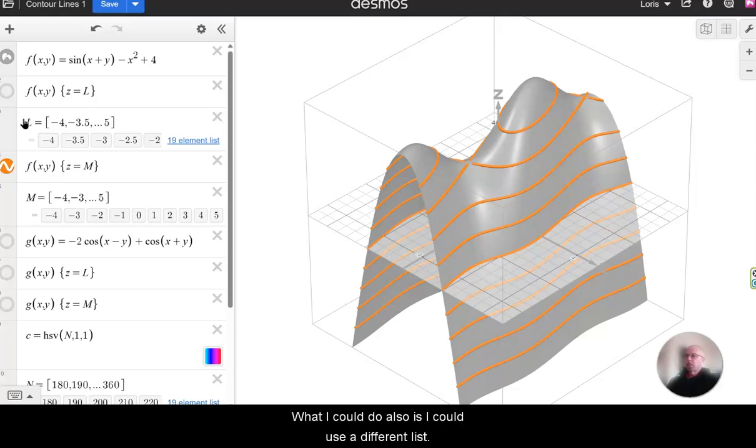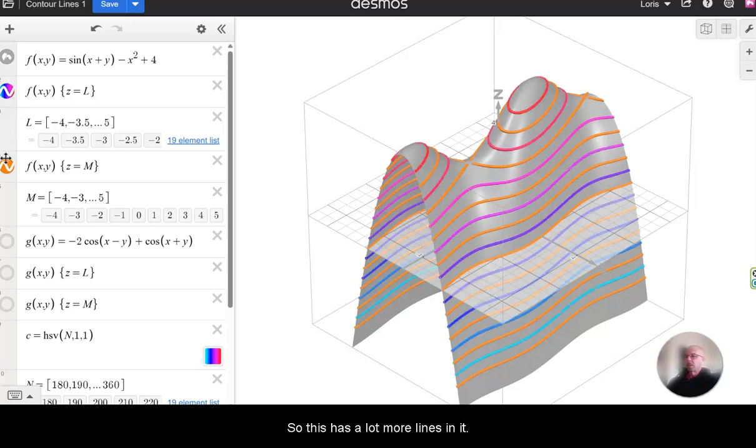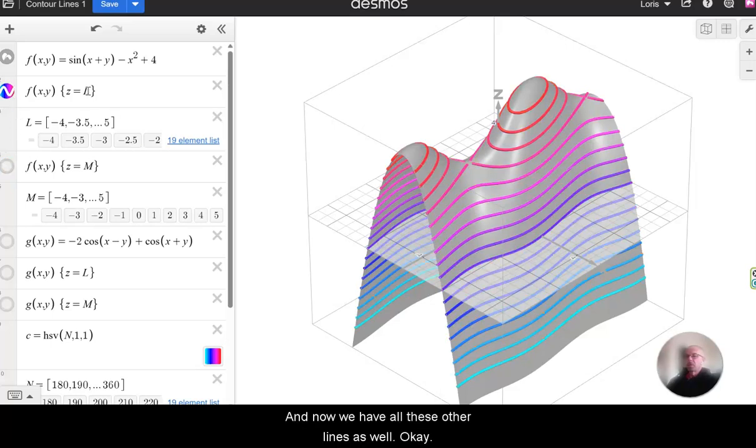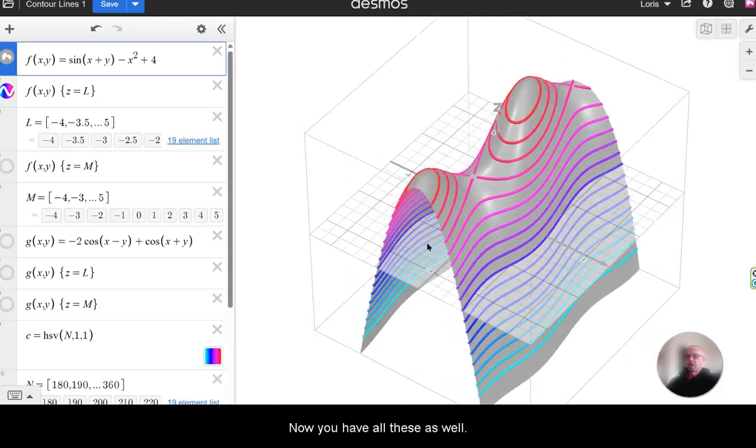What I could do also is use a different list. Now this L goes from negative 4 and it goes up by 0.5 instead, so this has a lot more lines in it. And now we have all these other lines as well. Okay, so that created like double the amount of lines. Went from a 10-point list to a 19-point list. Now you have all these as well.